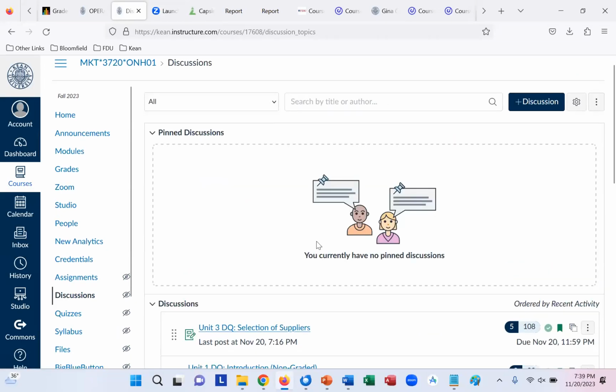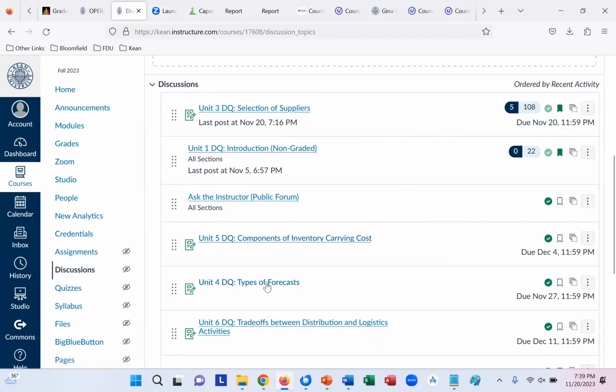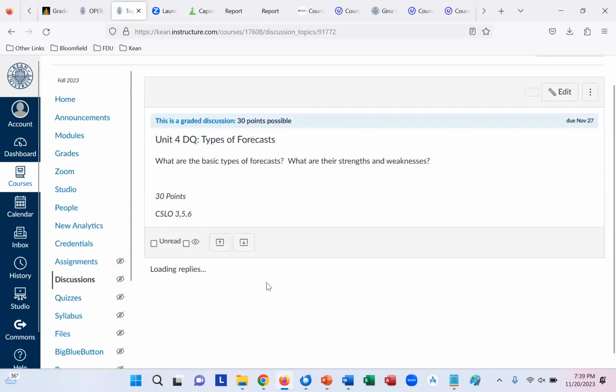This week we are going to be going through information covered within unit number 4. So unit 4's discussion question revolves around the types of forecasts. What are the basic types? What are their strengths and weaknesses?